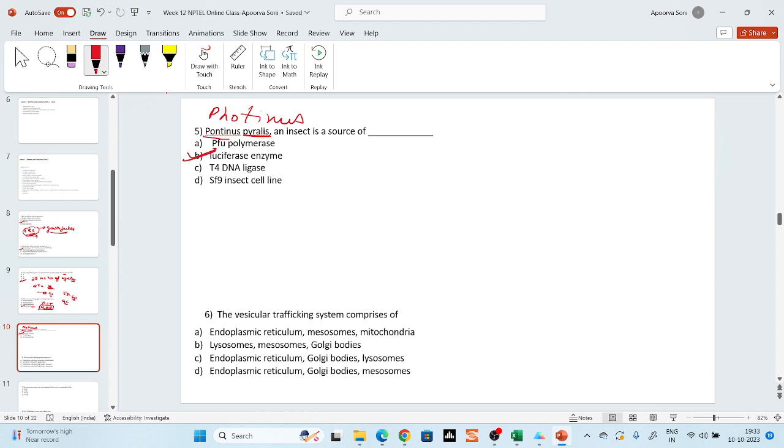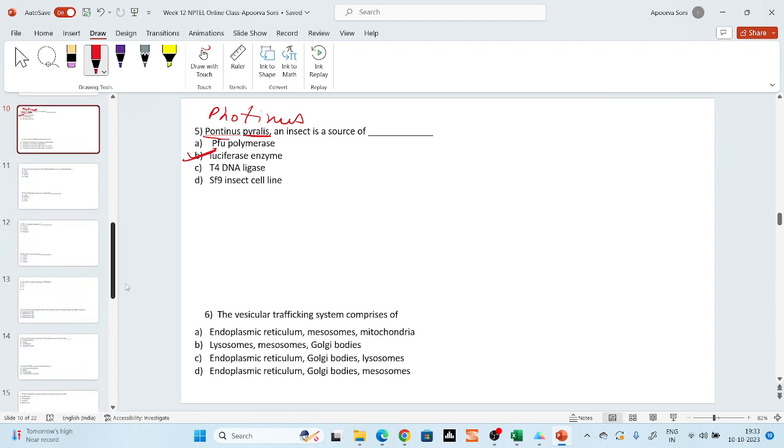The next question: the vesicular trafficking system comprises of mesosomes, mitochondria, lysosomes, Golgi bodies, endoplasmic reticulum, and so on. What is the answer? What is vesicular trafficking? Anybody remembers?